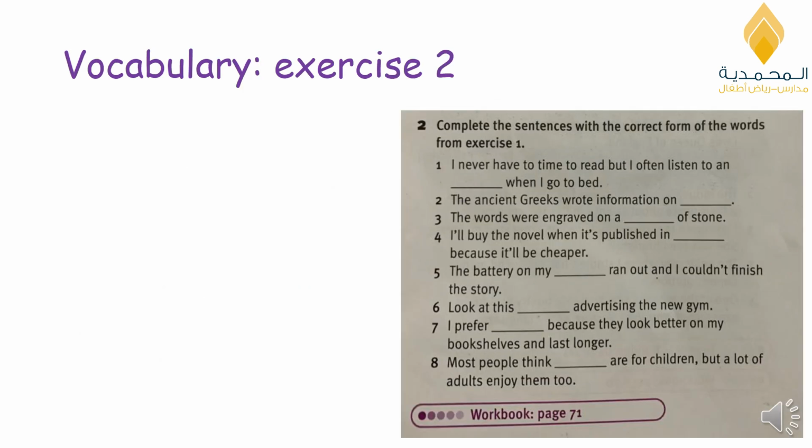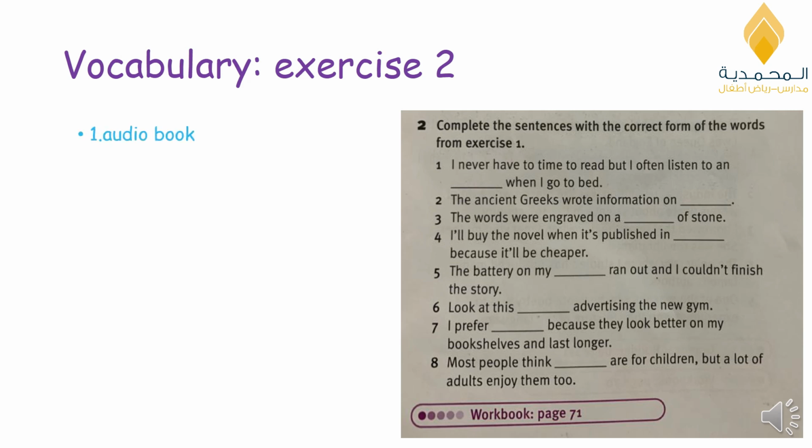Now, after knowing the meanings of the ebook vocabulary, we have to do exercise number 2. Complete the sentences with the correct form of the words from exercise 1. The first sentence: I never have time to read. Please omit the first two. I never have time to read, but I often listen to an audiobook when I go to bed.